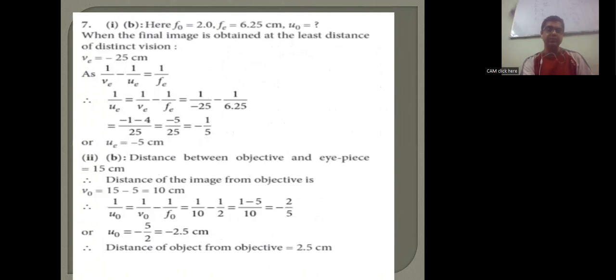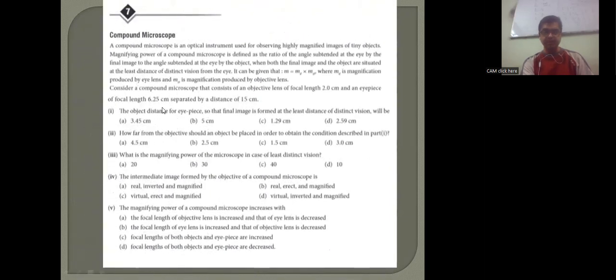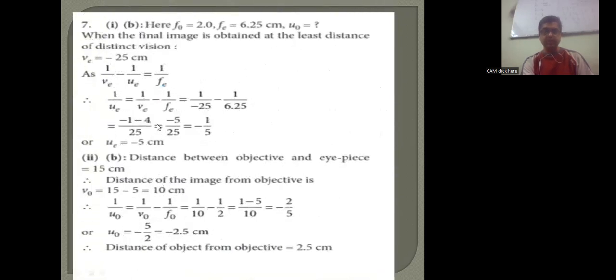least distance of distinct vision पे आपको image बनानी है, that is v is minus 25 centimeter here. Apply lens equation 1 by f equals to 1 by v minus 1 by u. So 1 by u equals to 1 by v minus 1 by f. Apply v as minus 25 centimeter and focal length 6.25 centimeter, which is mentioned here. So we can calculate UE from here, coming out to be 5 centimeter.